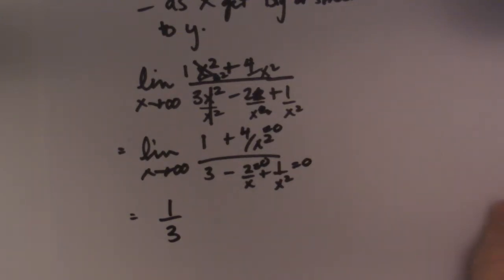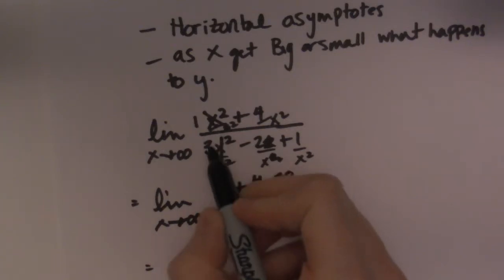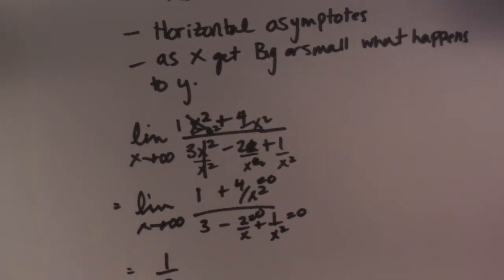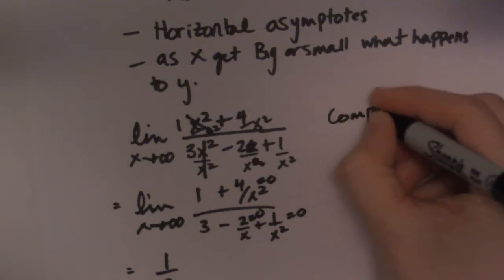So where could you have gotten that from to start with? Well, you could have gotten it from your coefficients, the ones in front of your largest powers. So the rule is basically there are 3 rules for taking the limits at infinity of rational functions. You compare powers.